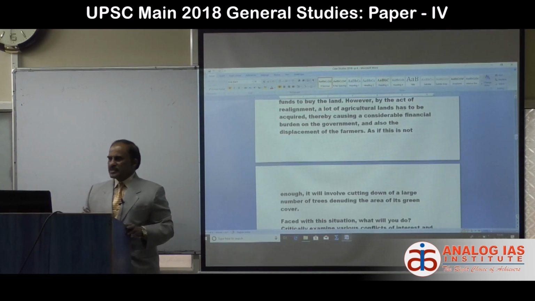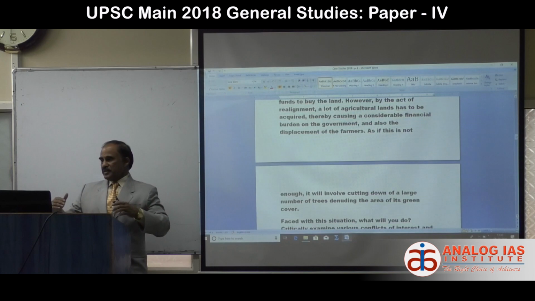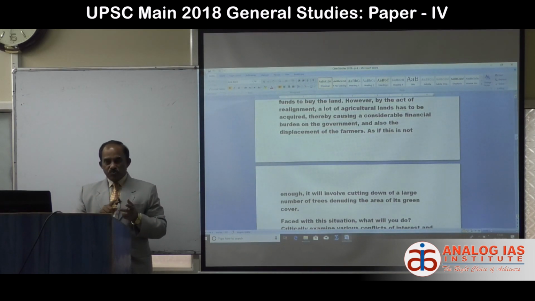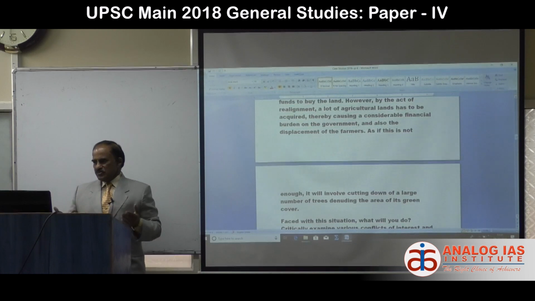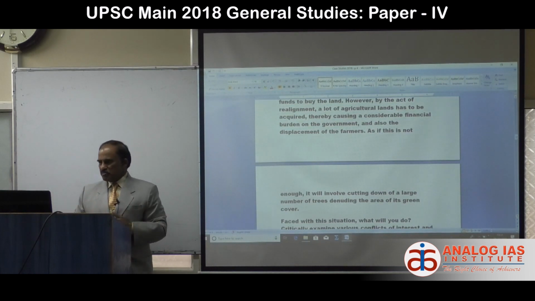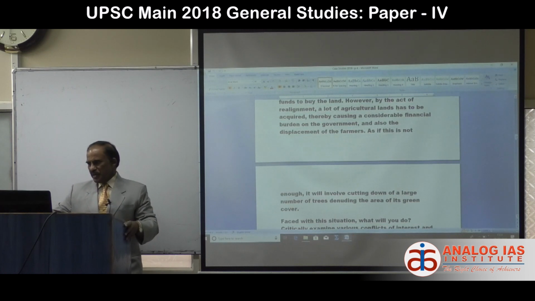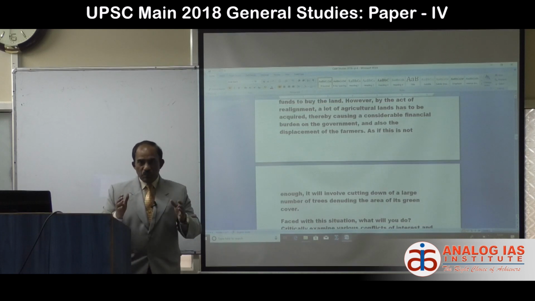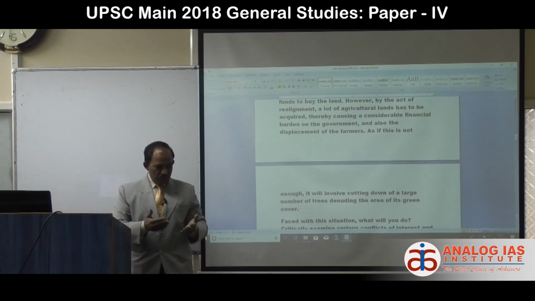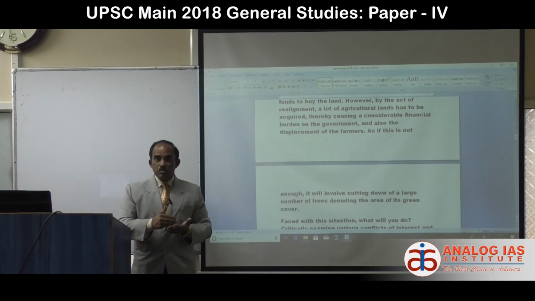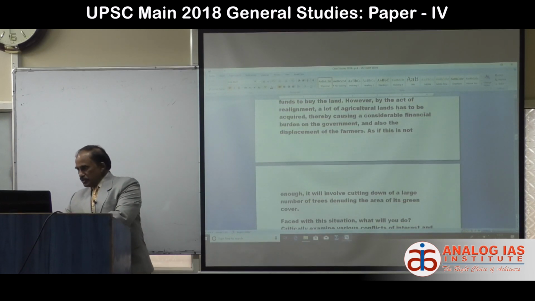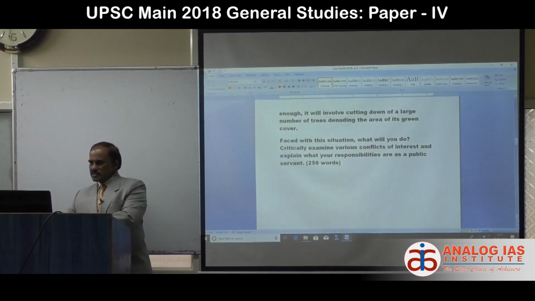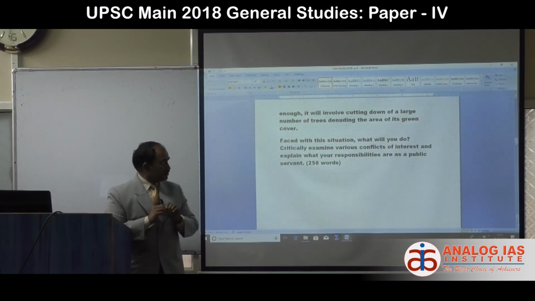But the question is the act of realignment. A lot of agricultural land has to be acquired, thereby causing considerable financial burden on the government. Also, the displacement of the farmers. And if it is not enough, it will involve cutting a large number of trees, denuding the area of its green cover. So, this is an issue where you have to decide between your personal benefit and the public benefit. So, the question here is, faced with such a situation, what will you do?